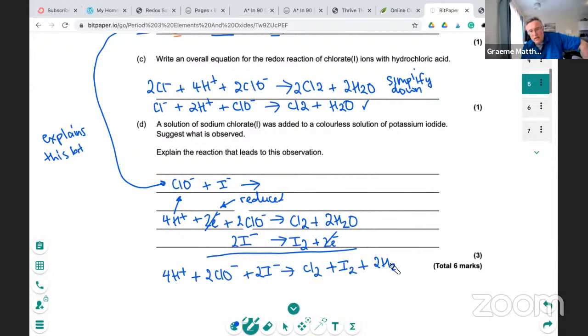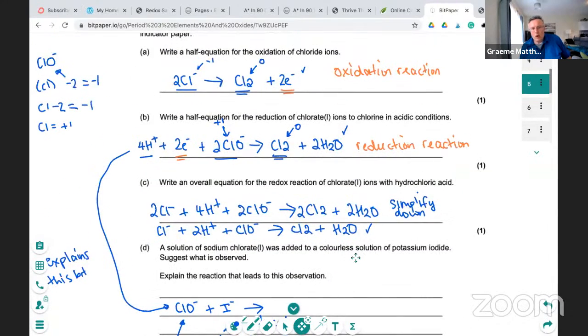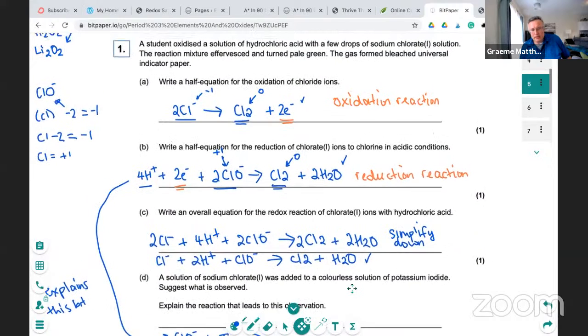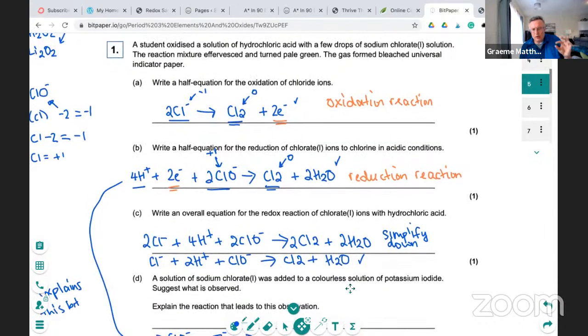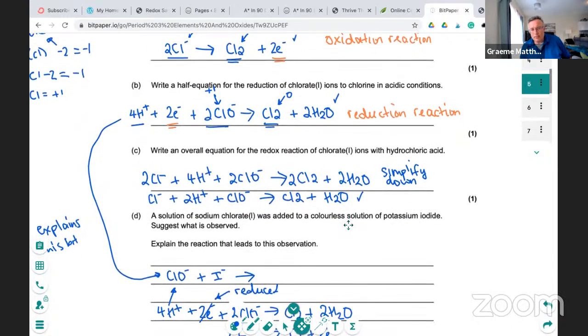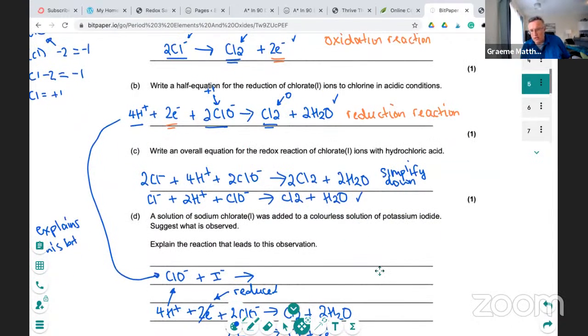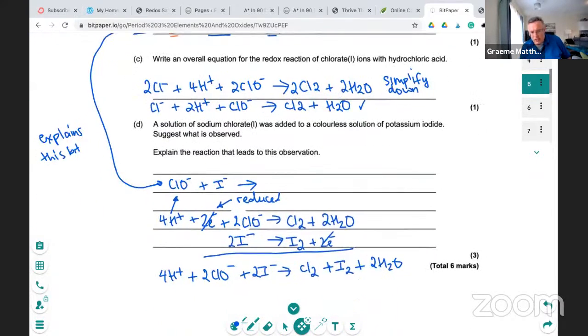So this is the logic for answering this question. From a teacher point of view, you're thinking, why are they all of a sudden talking about I minus? Because they're seeing whether you can think that I minus is analogous, going to do the same thing as Cl minus. Therefore, I'm going to put I minus in place of the Cl minus in this half equation and add them together. This is a bit like thinking like a teacher.